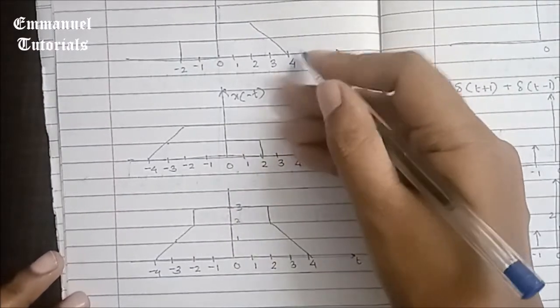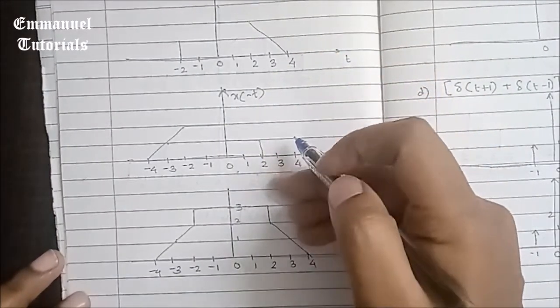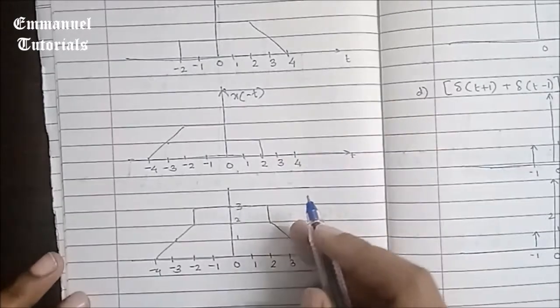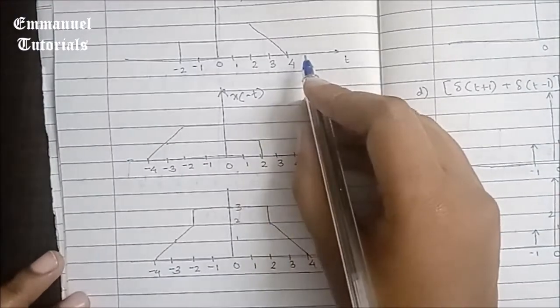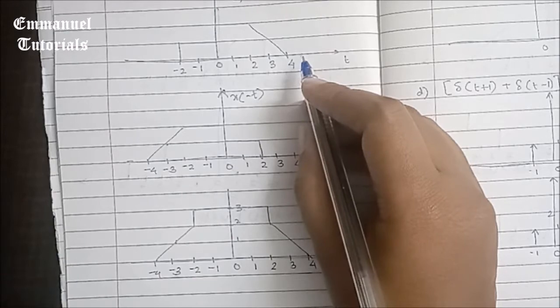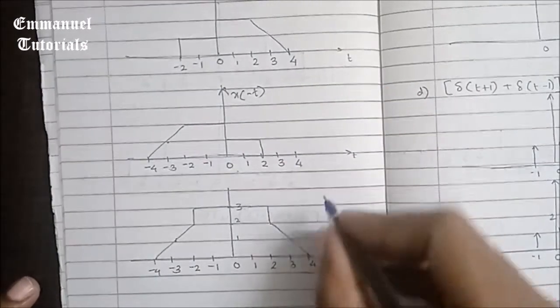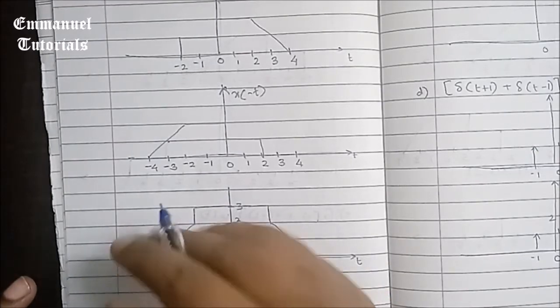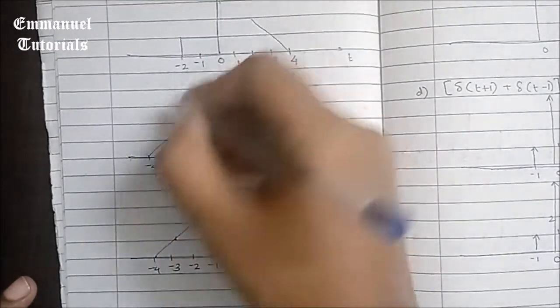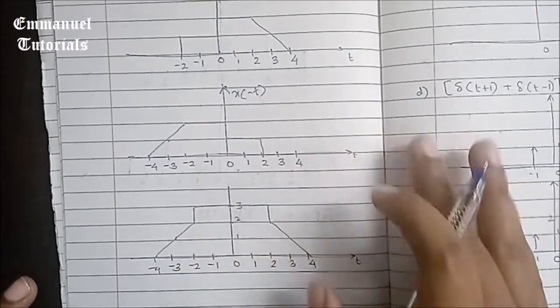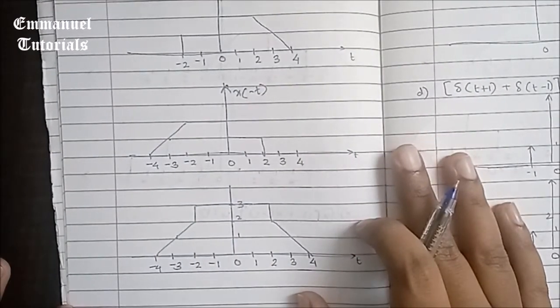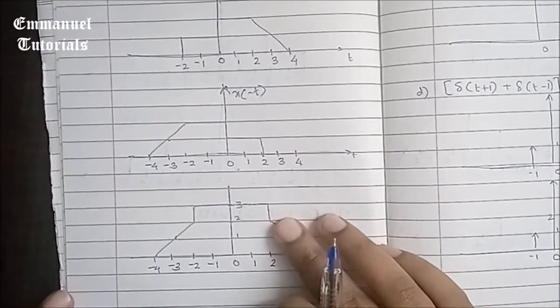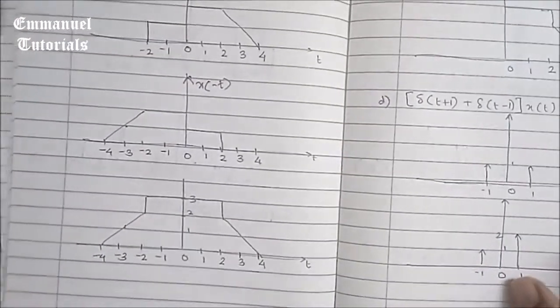At 3, the first signal's amplitude is 1, the second signal's amplitude is 0. So 1 plus 0 is going to give you 1. And at 4, the first signal's amplitude is 0, the second signal's amplitude is 0. So the resultant is going to be 0. Now for the shape, you can just refer to the intermediate points and easily get that. All these have also been explained in previous videos. If you have any doubt in this video also, you can mention it in the comments.